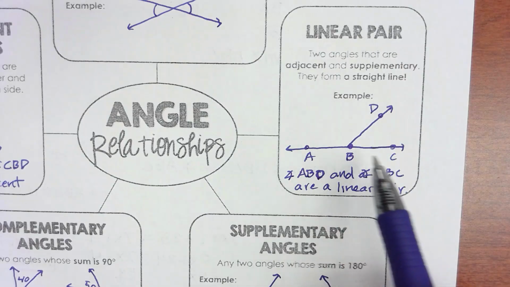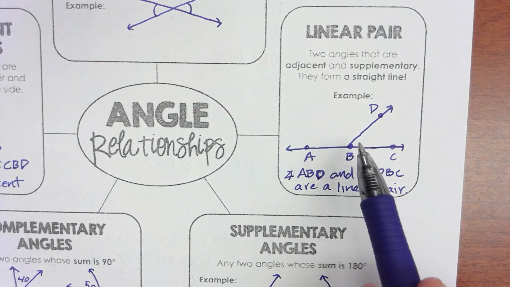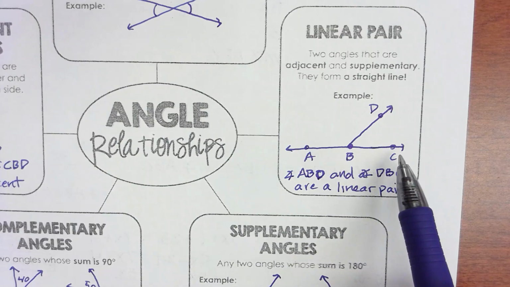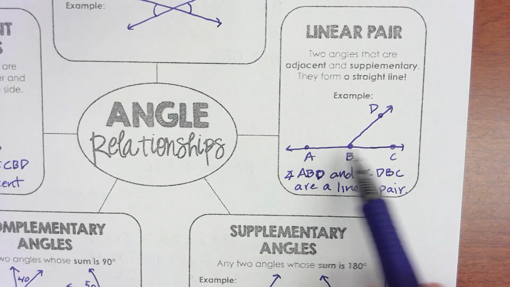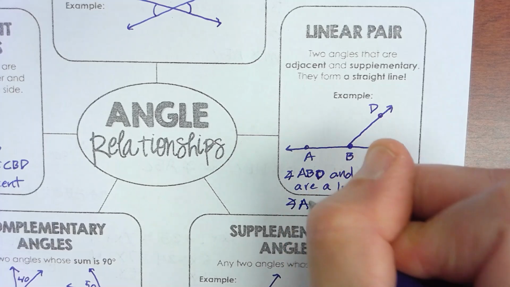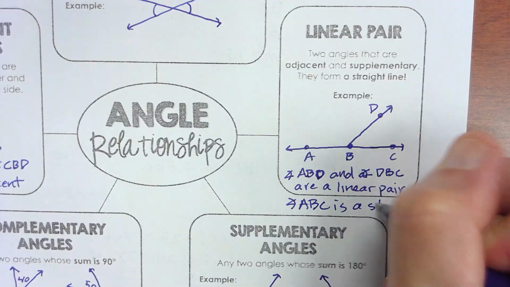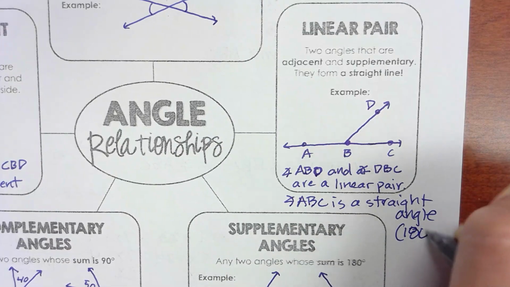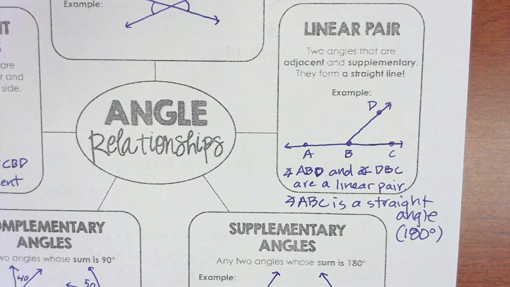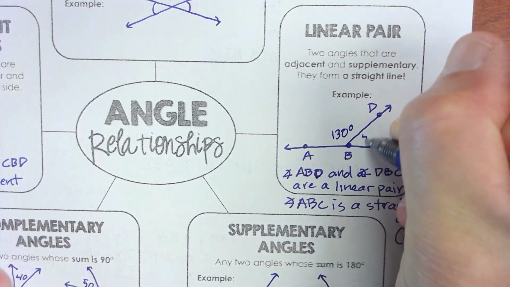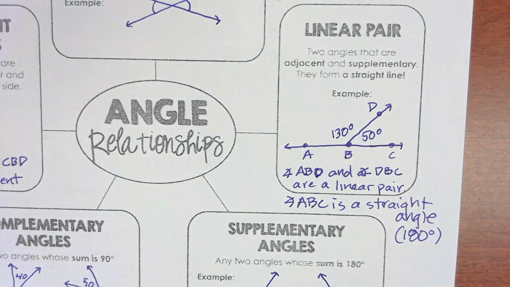And they're adjacent. So the angles have to be adjacent to be called a linear pair, meaning they're on the same line. And you might see angle ABC called a straight angle, and that just means it's 180 degrees. Maybe we should write that down too. Angle ABC is a straight angle, 180 degrees. Okay. So we could put some numbers in these just to give the context. We could say, okay, this is 130 and that's 50. Right? They add up to 180. That's a linear pair.